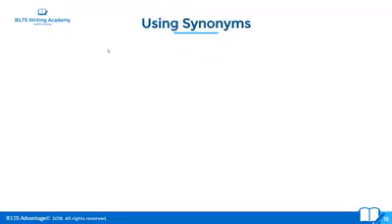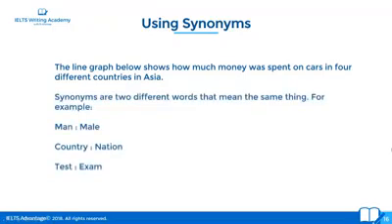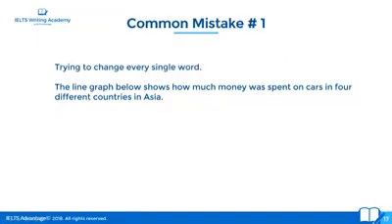So what do we mean by using synonyms? The line graph below shows how much money was spent on cars in 4 different countries in Asia. So this is your question, okay? We're going to show you this question and we're going to paraphrase this. Synonyms are 2 different words that mean the same thing. For example, man and male. A man and a male are the same thing. Country and nation, they're the same thing. Test and exam, they're the same thing. They're the same things, but different words, and these are known as synonyms.